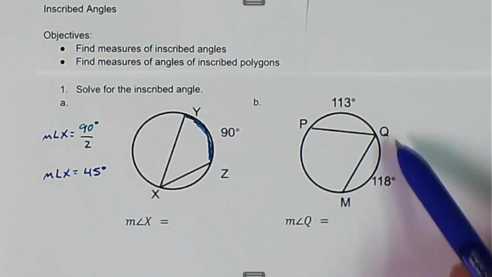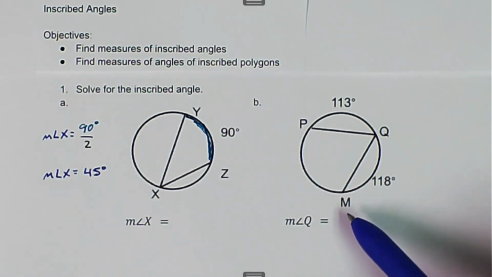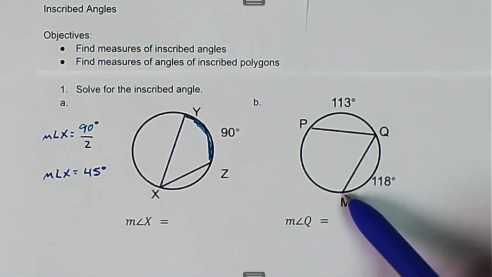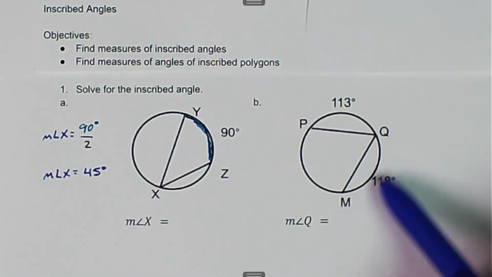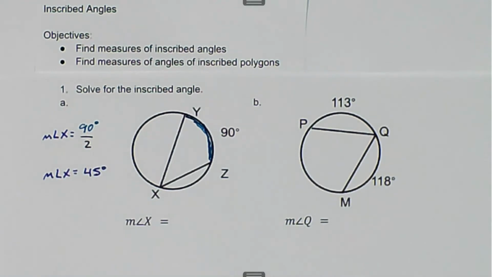we want to find the measure of angle Q. So there's the measure of angle Q right there. In this case, we're given the arc QM and the arc QP, but we don't have PM, so we actually have to figure that out.